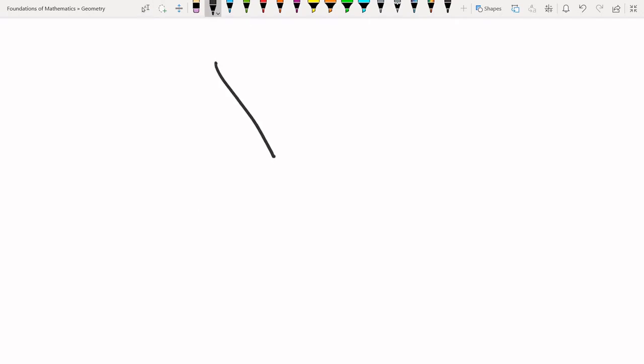So we have a side here, another side there. The angle is the measurement between these two sides, like the openness between the two sides. Angles are correctly measured in radians, but we normally use degrees in everyday language.